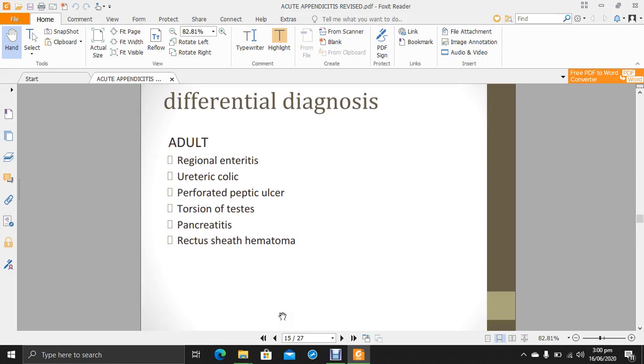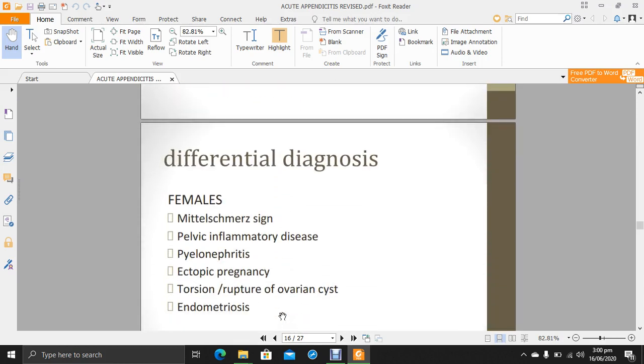As far as females are concerned, Mittelschmerz sign. You should not be confused by the name. Actually, it is mid-cycle pain in females. When ovulation occurs in females, then there is a little bit of pain, especially when it is on the right side. But Mittelschmerz sign will differ according to the cycle of the menses. So it is usually 14 days before the next cycle.